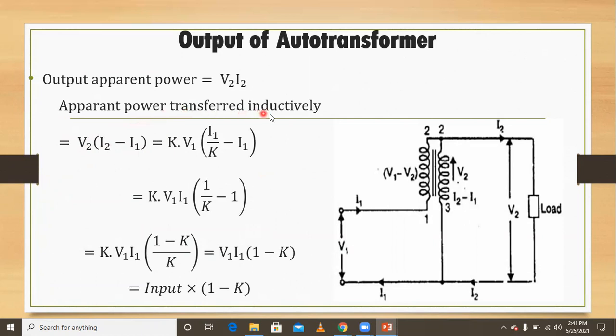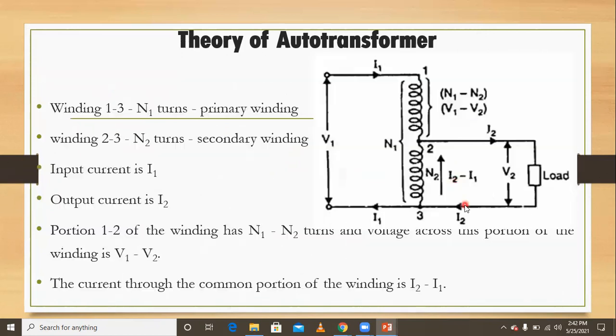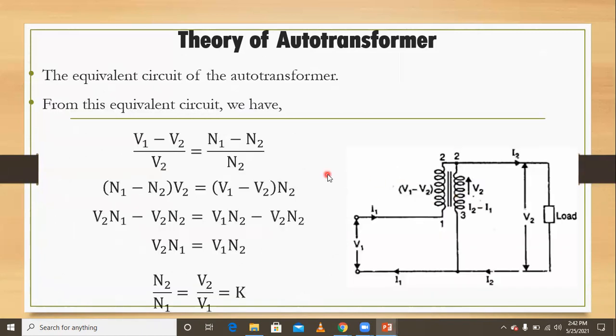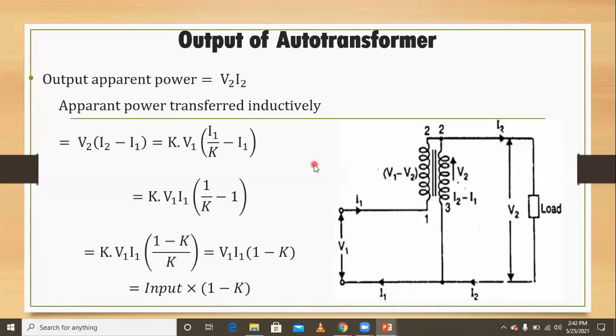The apparent power transferred inductively is equal to V2 I2, the apparent power. So the voltage across the load, V2 I2, is equal to V2 into I2 minus I1. Why? Here V2 into I2 is the same as I2 minus I1, the current flowing through the winding, into V2. This is called power transfer from primary to secondary inductively.